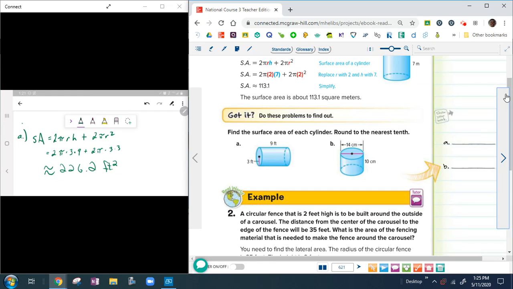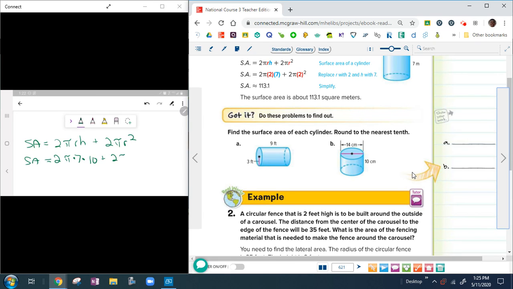All right, let's try the next one. Oh, this one's that tricky part where they try to mess you up by giving you a diameter instead of a radius. All right, 2 pi r h plus 2 pi r squared, and surface area equals 2, I'm just going to type the pi symbol. And what do we have for the radius? Well, the diameter is 14, so the radius is 7. The height is 10 plus 2 pi, and then the radius in this case is 7, so we're going to do 7 squared.